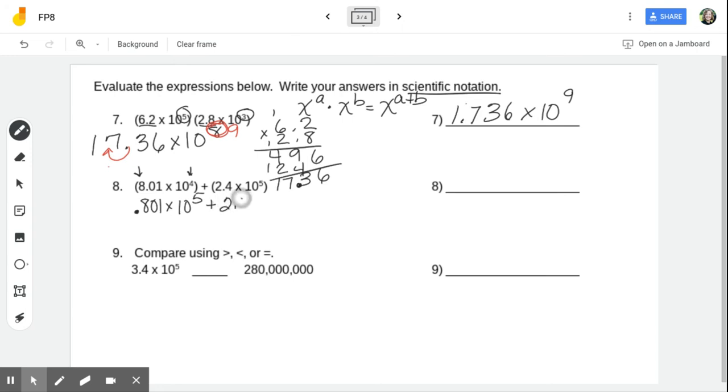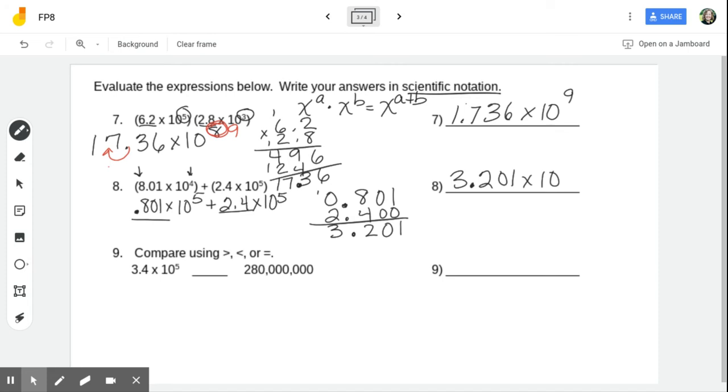Plus 2.4 times 10 to the 5th. Now we are going to have to just add these. So we line up our decimals, 0.801. You could put another 0 here if you want to. And 2.4. You can put zeros here if you want to. 1, 0, 12, 3. Okay, that's in a good spot because that 3 is between 1 and 10. 3 and 201 thousandths times 10 to the what power?